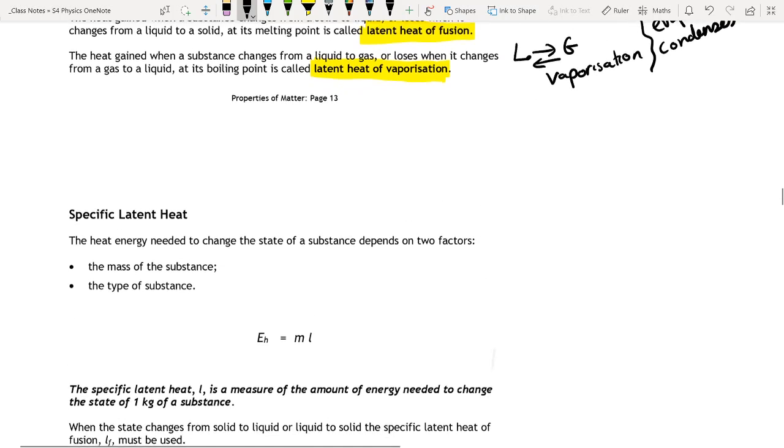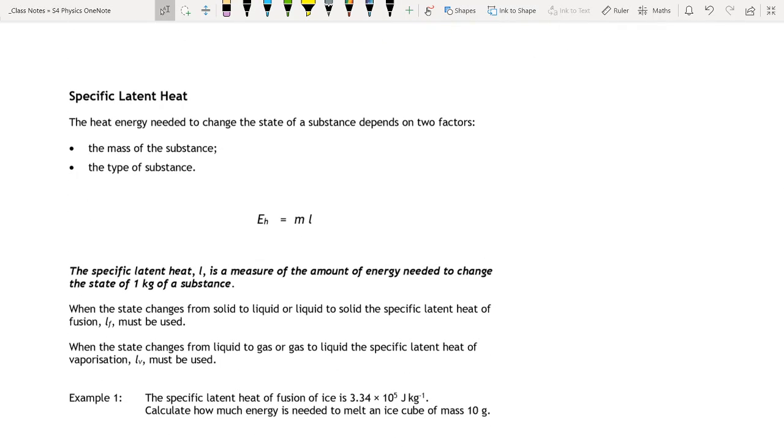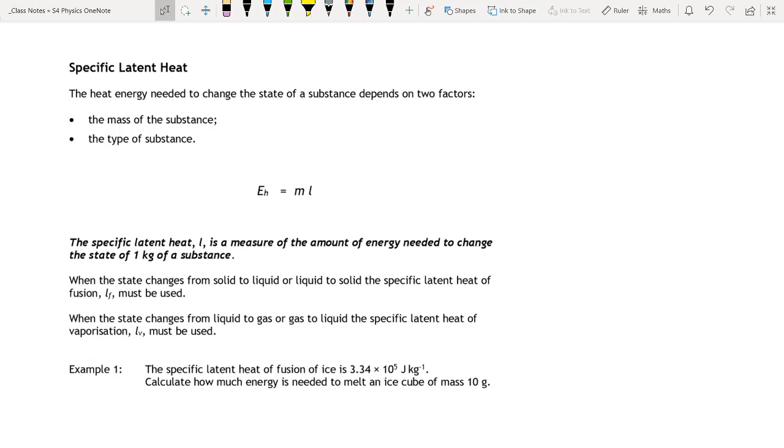Okay? So, specific latent heat. The heat needed to change the state of a substance depends on two factors: the mass of the substance and the type of substance it is. So what it is. So water, paraffin, ice, yeah. Lots of different, three things that popped into my head there.